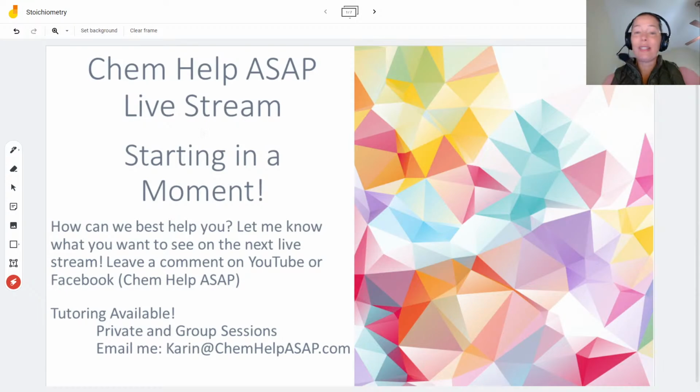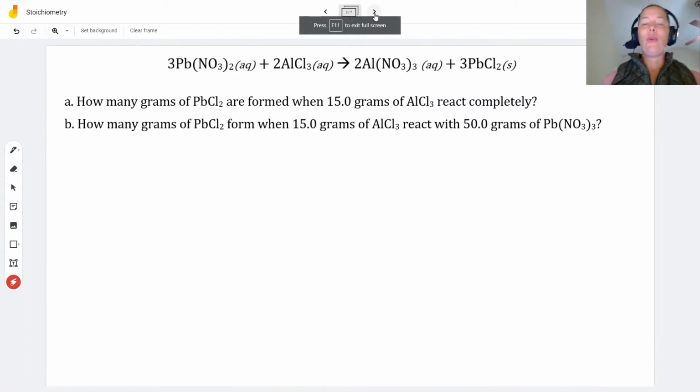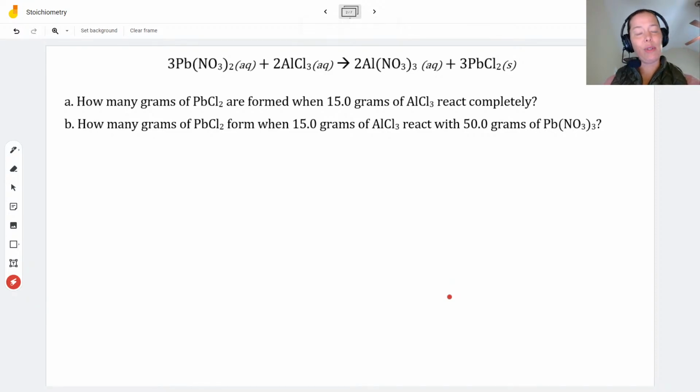Okay, so let's go ahead and get started. Problem number one. Why not, right? We've got a balanced chemical equation. This is actually a solubility equation, if you will. You can see most of these salts are aqueous, and then we formed a precipitate. That's just an aside and FYI.